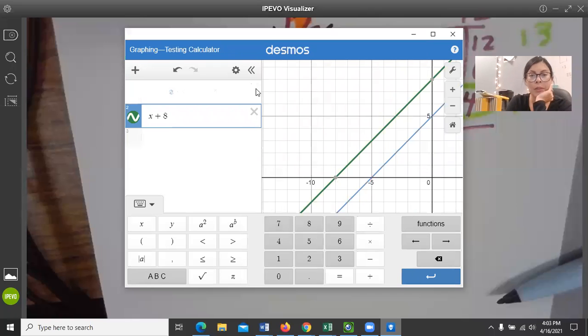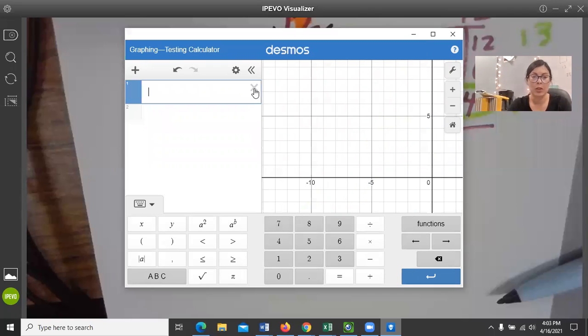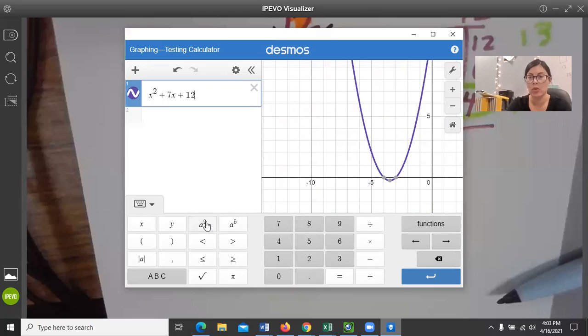Close it up here. Type in x squared plus 7x plus 12, so you can check my work. I got x plus 3 and x plus 4.